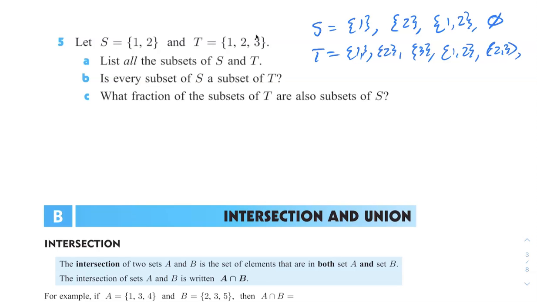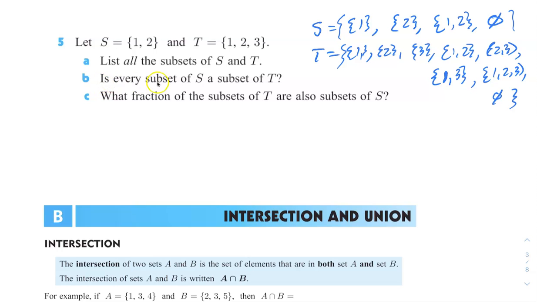My curly brackets are not good today. And I can do the set of everything: 1, 2, and 3. Don't forget the empty set. Right, so you just kind of do every single set. You go, okay, 1 by itself, 2 by itself, 3 by itself, 1, 2, 2, 3, 1 and 3, every combination.